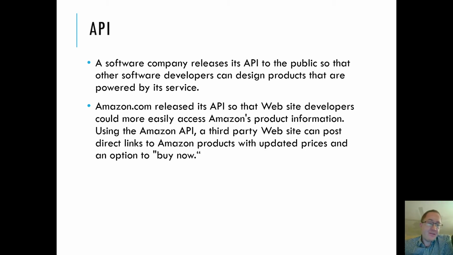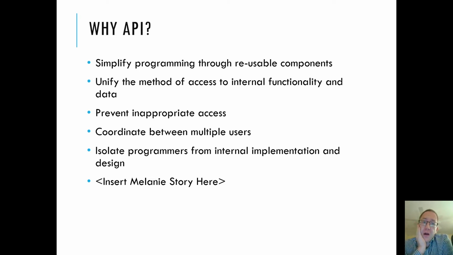Much like with the vector class, which we'll look at later but has been alluded to. With the vector class, I can make a vector in C++. I don't have to know how it's implemented. You shouldn't need to know how it's implemented. Same thing here with an API. It really allows reusable components. I know what I'm aiming for. It's a unified method of accessing internal functionality and internal data, getting the information I want, and it prevents inappropriate access.